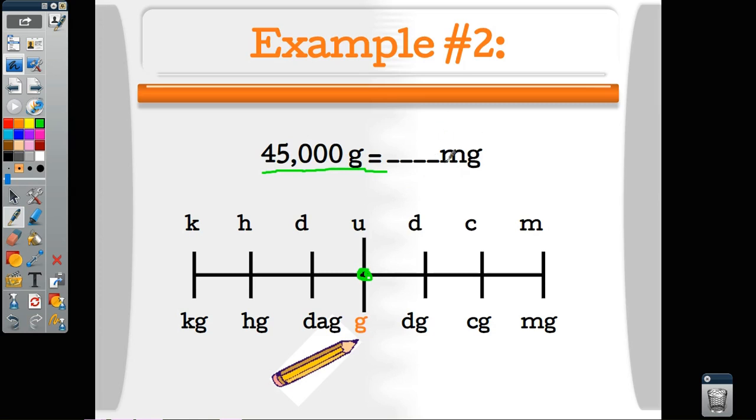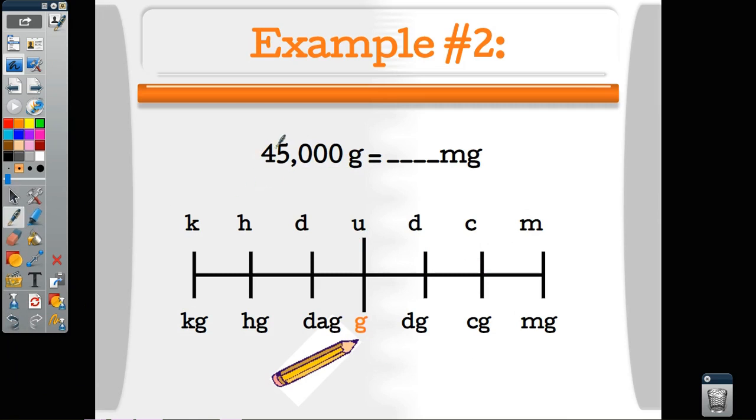I want to know how many milligrams, so that's where I'm going. So I'm starting here and I'm going this way to milli. 1, 2, 3 swoops. I have my number, my swoops, and my arrow. Do you have all of those things on your work? I hope you at least have that arrow.